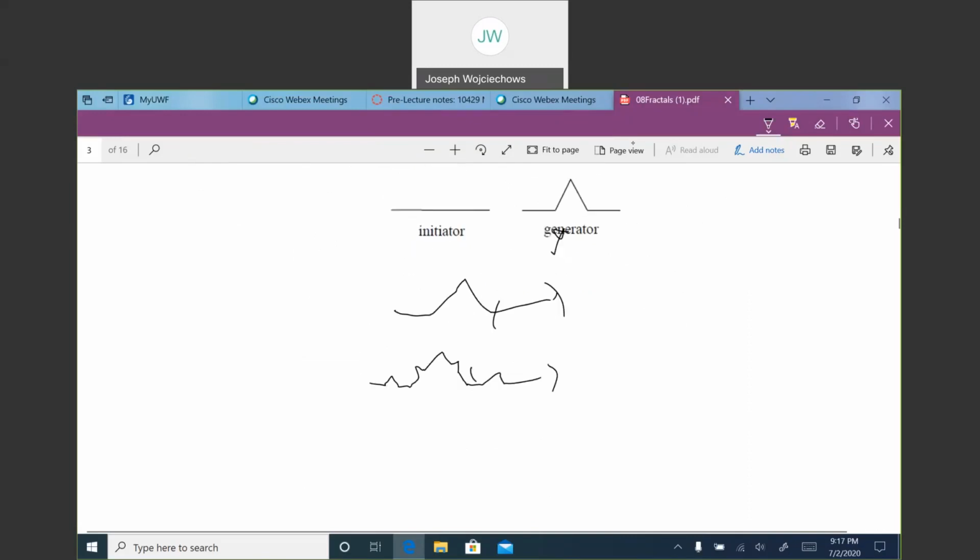So essentially what we're saying is we start with the initiator, in this case a straight line. Then we replace it with the generator. And so what we do is we have our generator here. That's our first iteration. Then we go to the second iteration where we replace every line with the generator, every initiator with the generator.